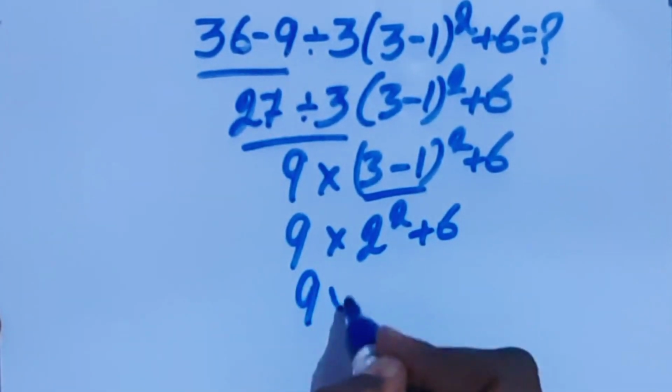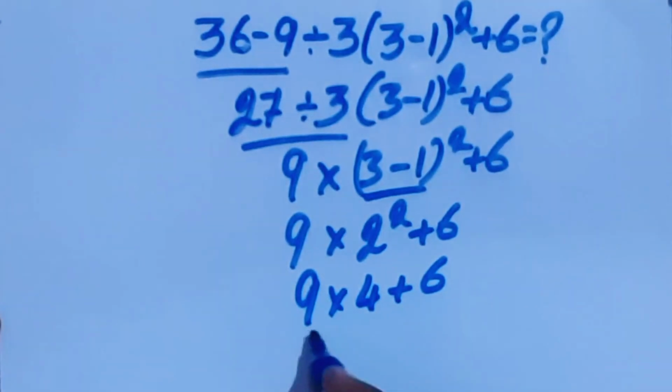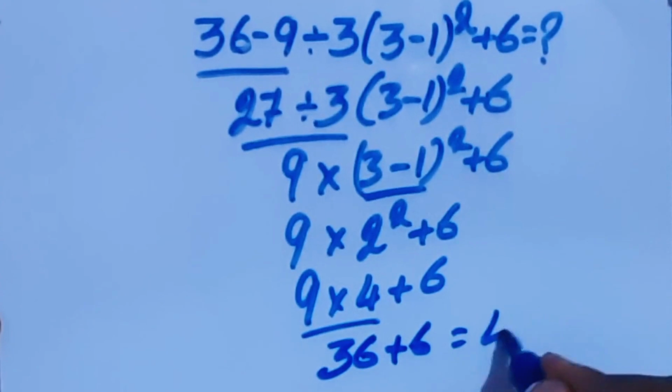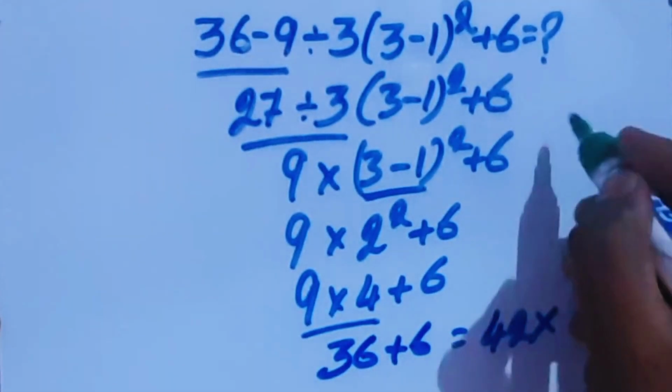Here 9 times 2 power 2 is 4 plus 6. Here 9 times 4 is 36 plus 6. Here 36 plus 6 is 42, which is the wrong answer. As per the order of operations, this 42 is the wrong answer.